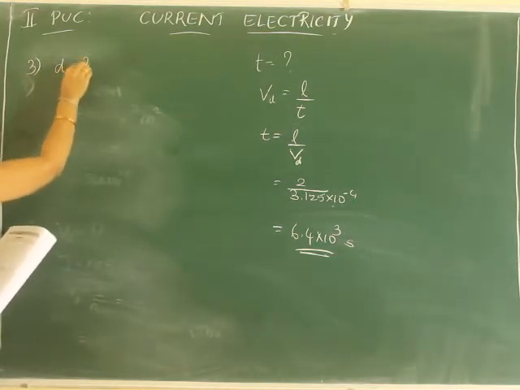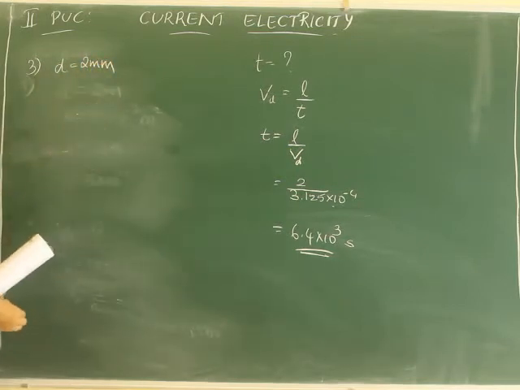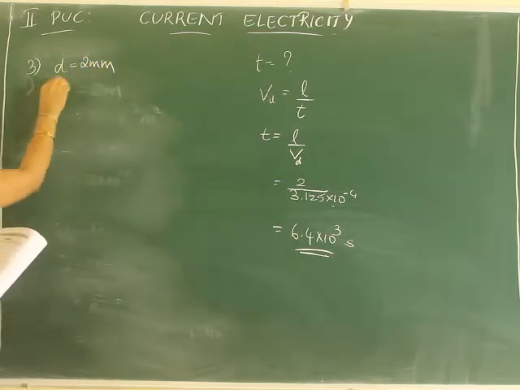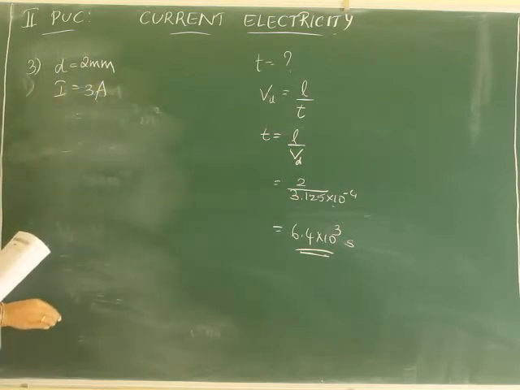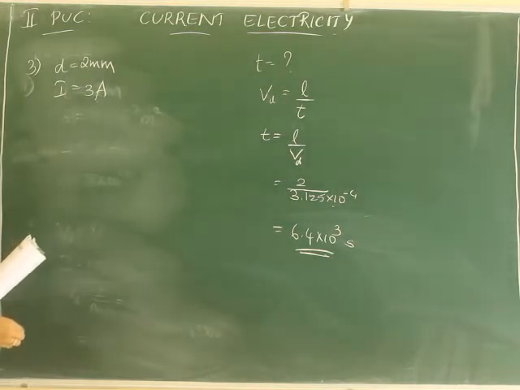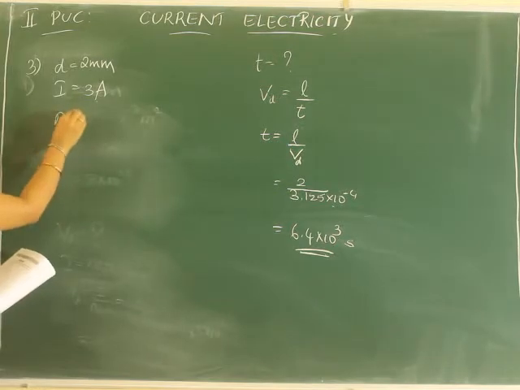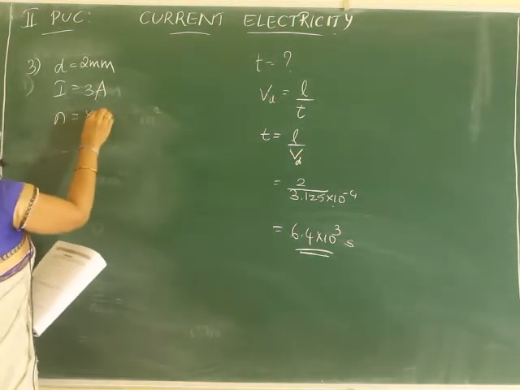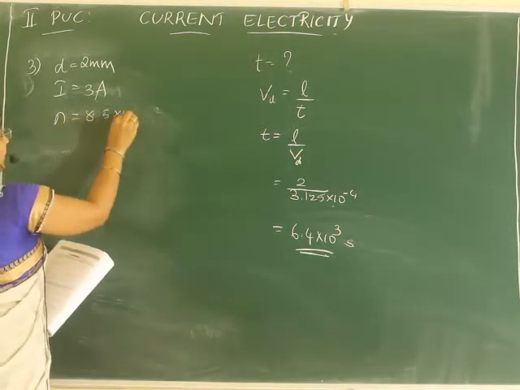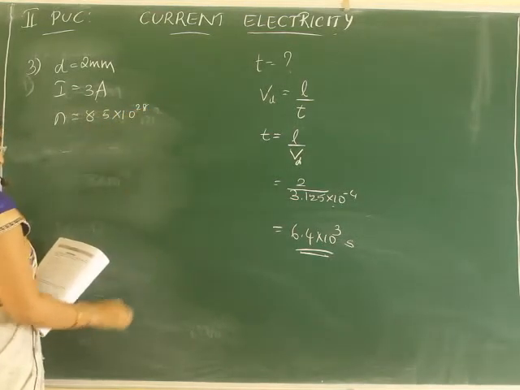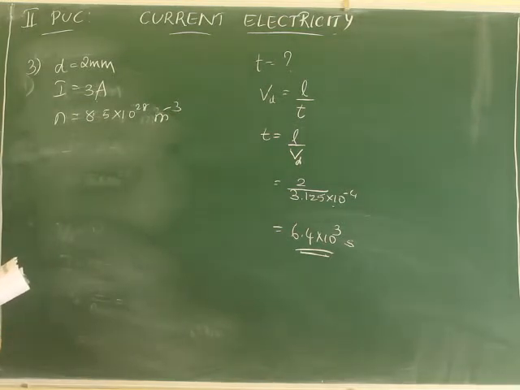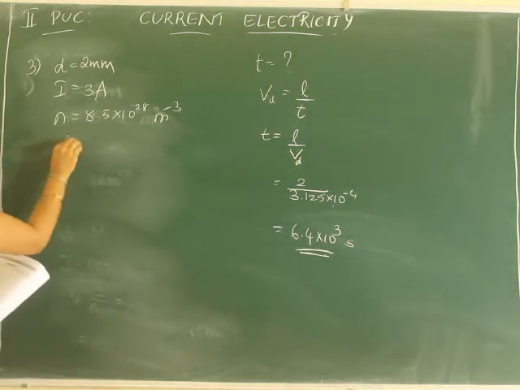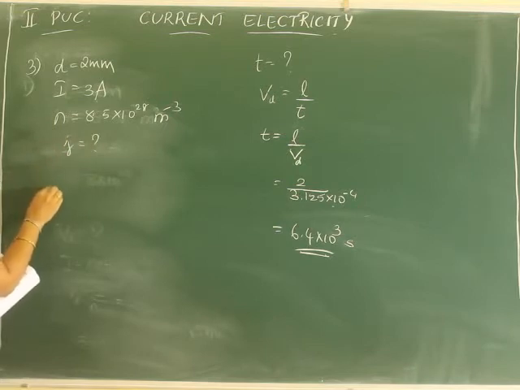Diameter is given 2 millimeter. The wire carries a current of 3 ampere. Assuming density of the electrons, density of the electron is nothing but here number density, 8.5 into 10 to the power 28 per meter cube. Correct? Find the current density and drift velocity.